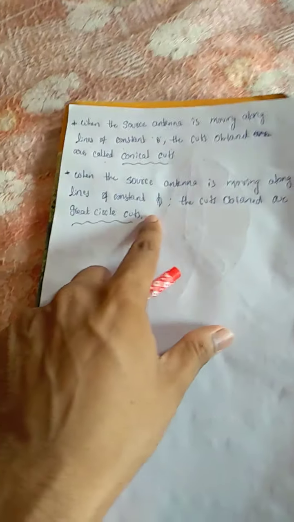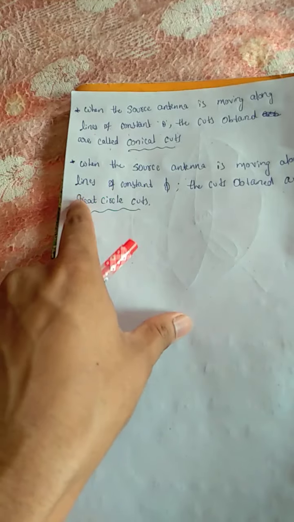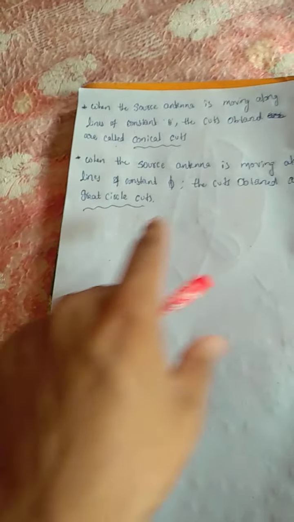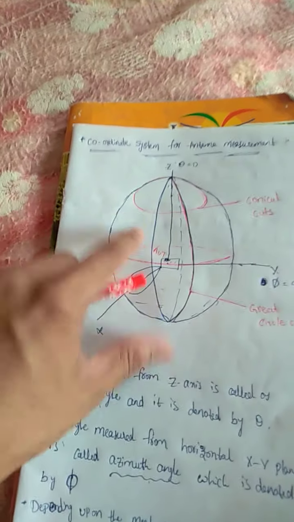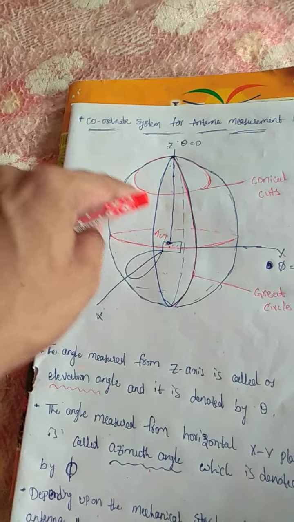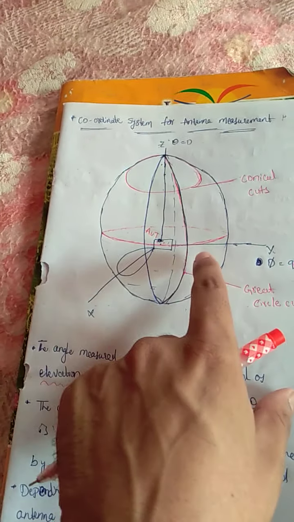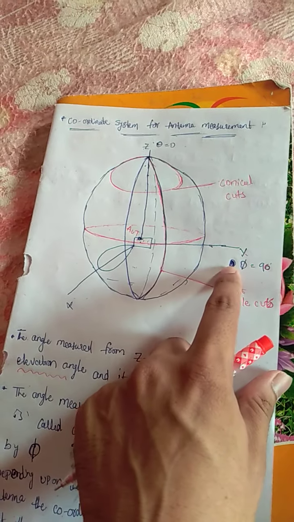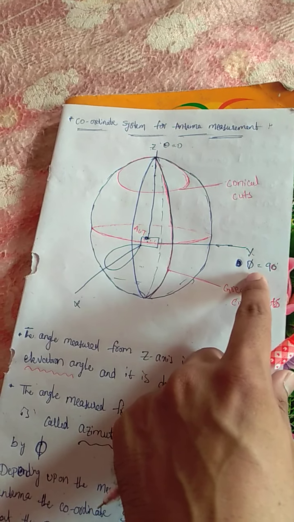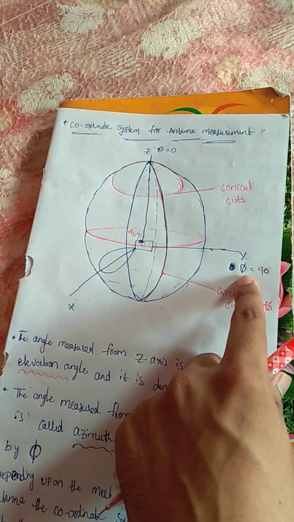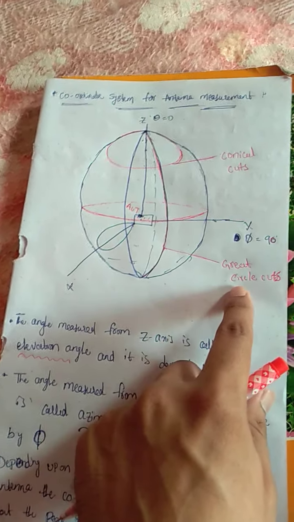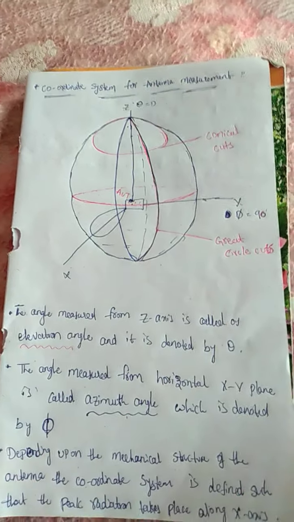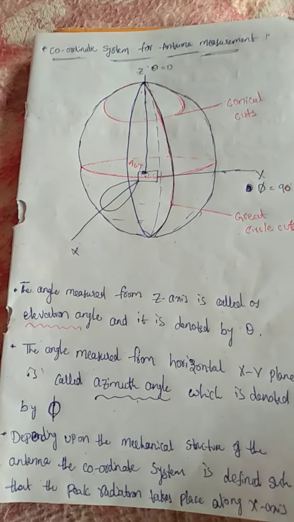When the source antenna is moving along constant phi, the cuts obtained are great circle cuts. If theta is constant, the cuts are conical cuts. When it is moving along phi, automatically the cuts obtained are great circle cuts. It is quite important. Go through it. Thank you.